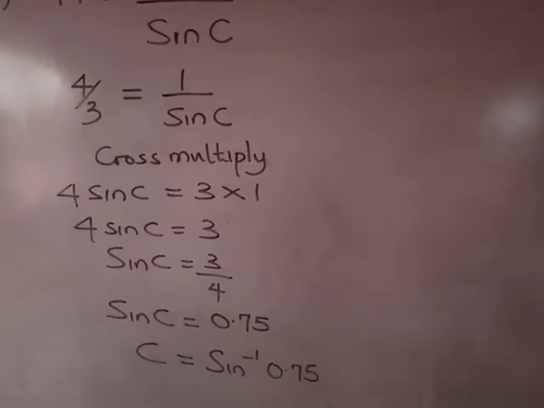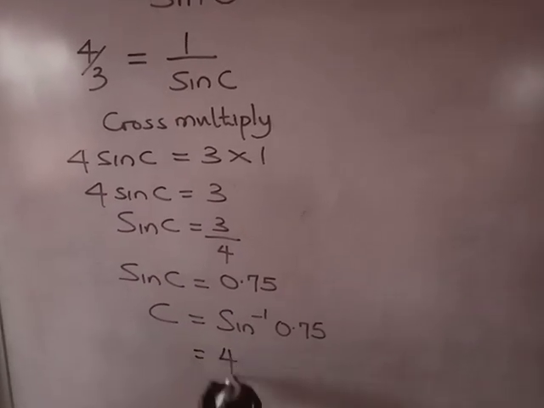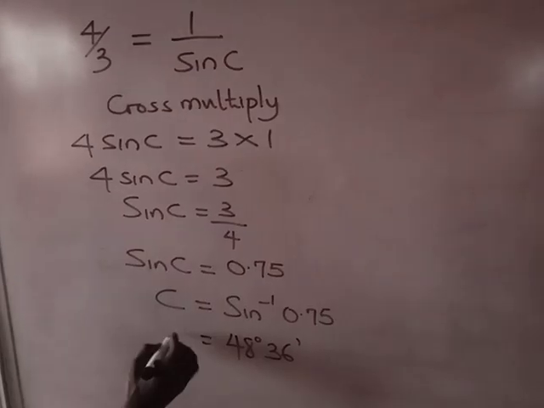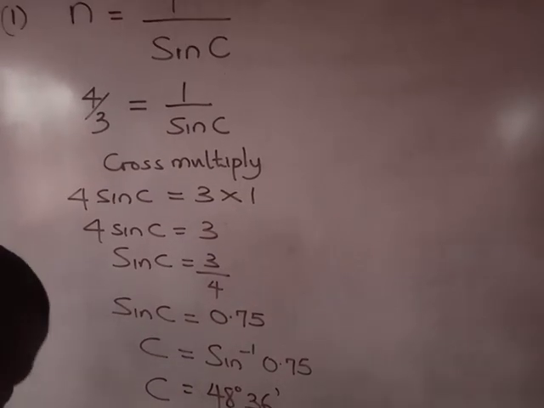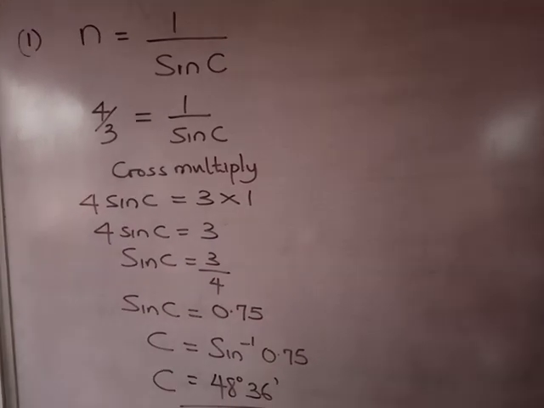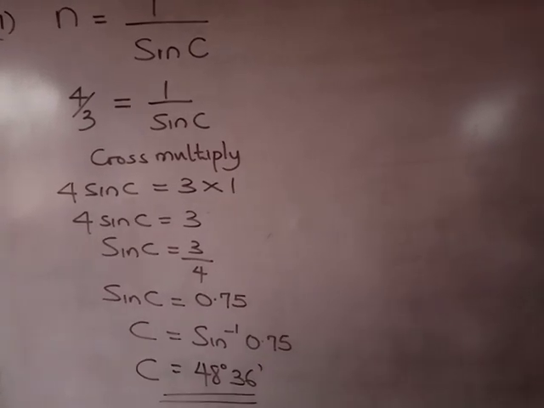Now, the arc sine of 0.75 will be 48 degrees 36 minutes. That's the arc sine of 0.75. I hope that is clear to you. So can we please check the other side? Let's do the second one now.